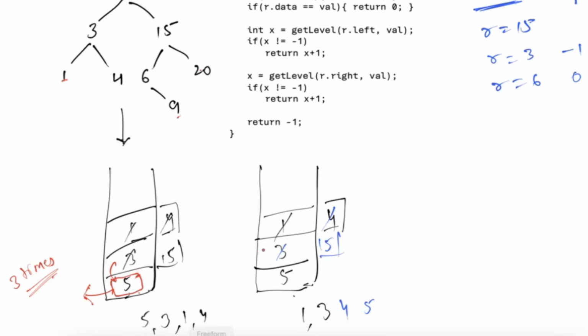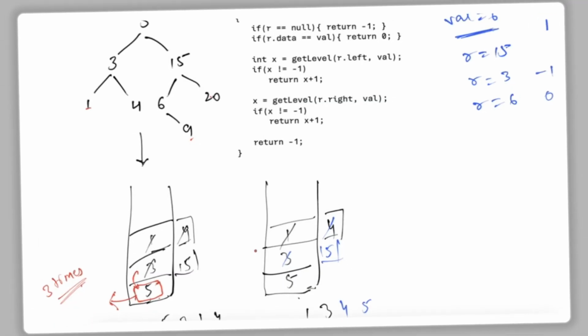All right. So from the memory footprint, we cannot figure out whether it is pre-order, in-order, or post-order, right? We cannot figure it out from the call stack.